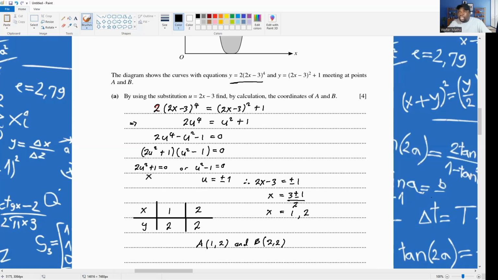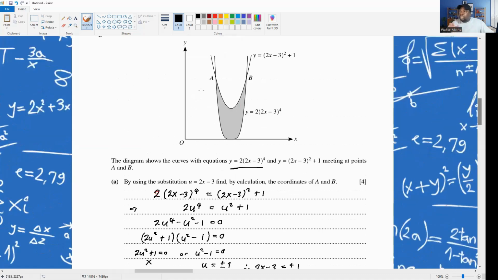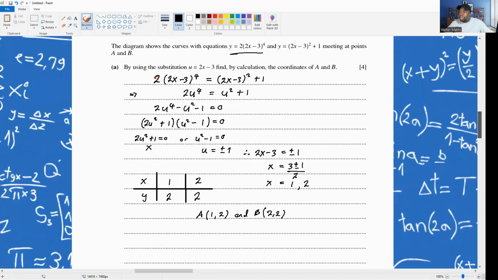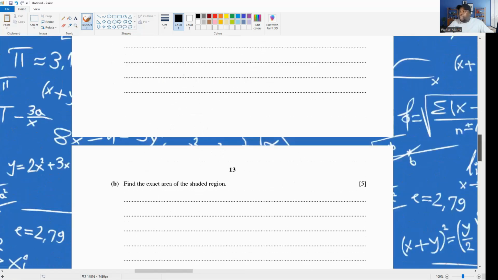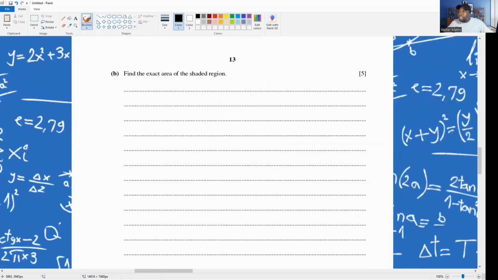All right. I've just done that in order because A is more to the left, so it's a lower value of x, and B is the greater value of x, all right? So 1 and 2, 1, 2, and 2, 2. So that's how we answer part A. Let's go on to B. Find the exact area of the shaded region, right?